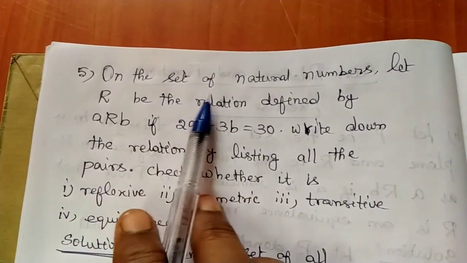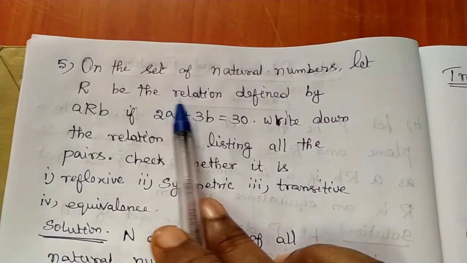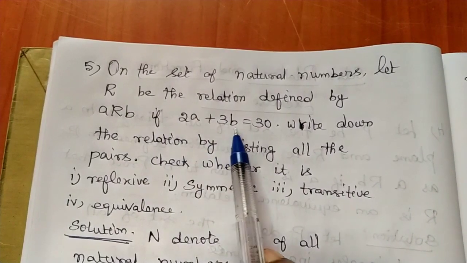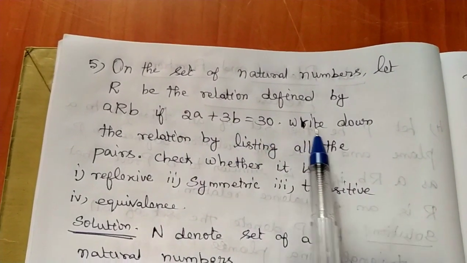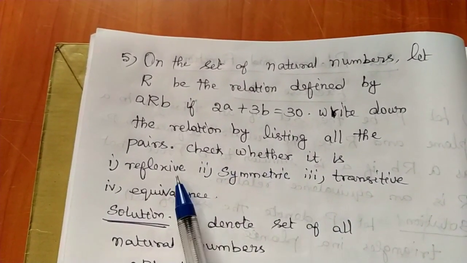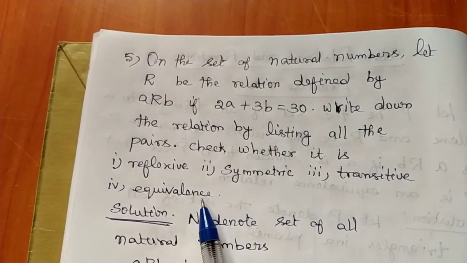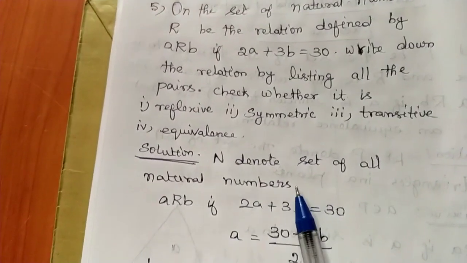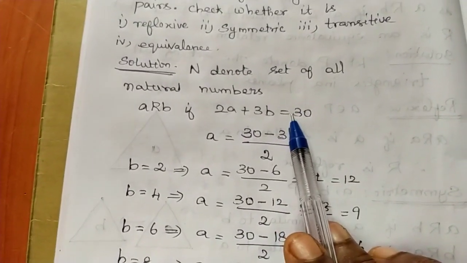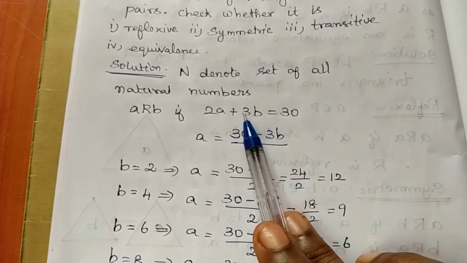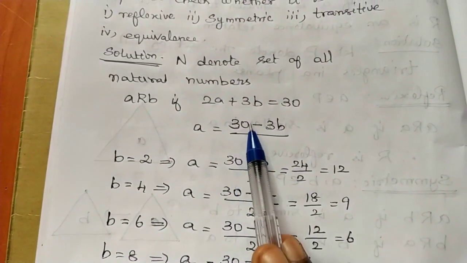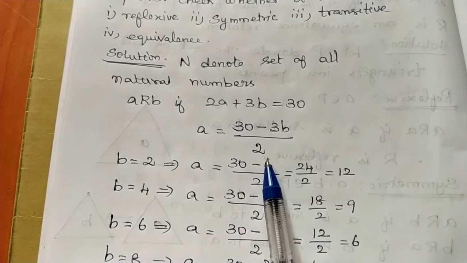Fifth sum. On the set of natural numbers, let R be the relation defined by A related to B if 2A plus 3B equals 30. Write down the relation by listing all the pairs. Check whether it is reflexive, symmetric, transitive and equivalence. N denotes the set of all natural numbers. A related to B if 2A plus 3B equals 30, given. Taking 3B to the other side, A equals (30 minus 3B) divided by 2.